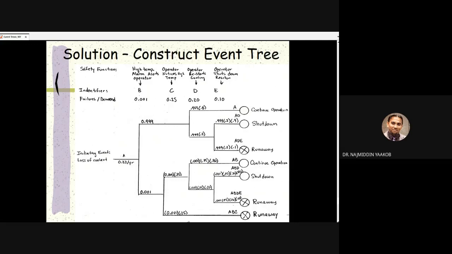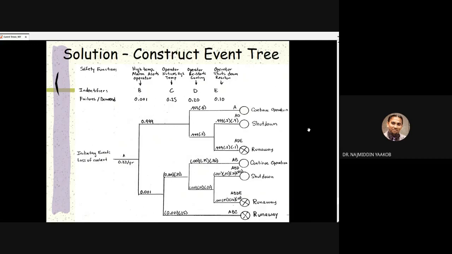The same goes to here, you get 0.001, and the failure is, sorry, the success, you go up, is 1 minus 0.25. You get 0.75 over here. And this is the failure, 0.25 of this value. So it times the value of 0.001. And you go each one of it one by one.